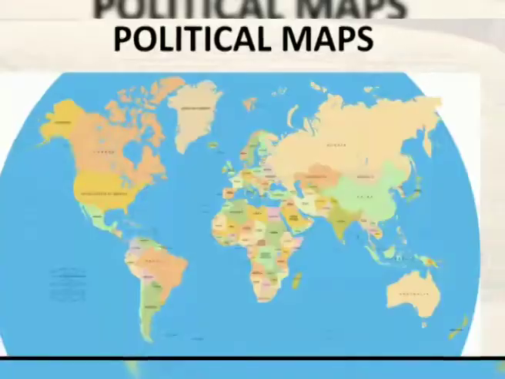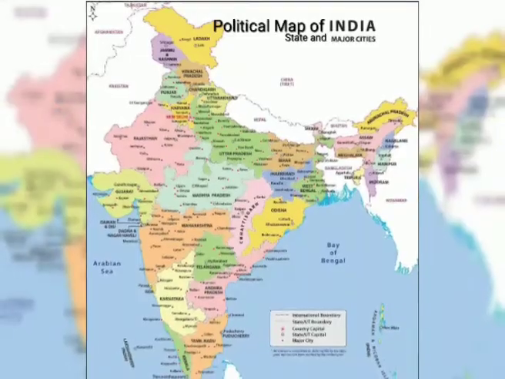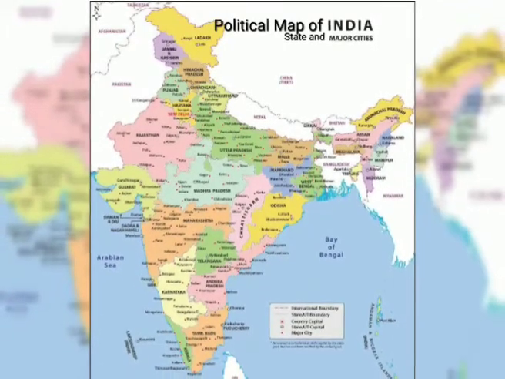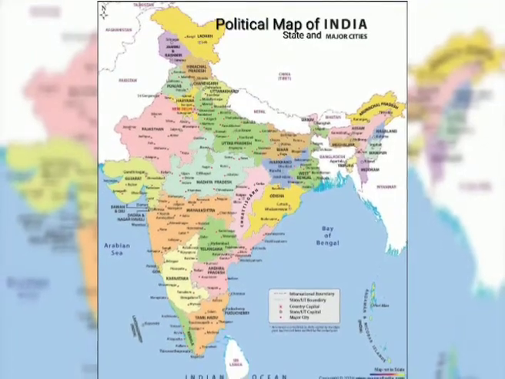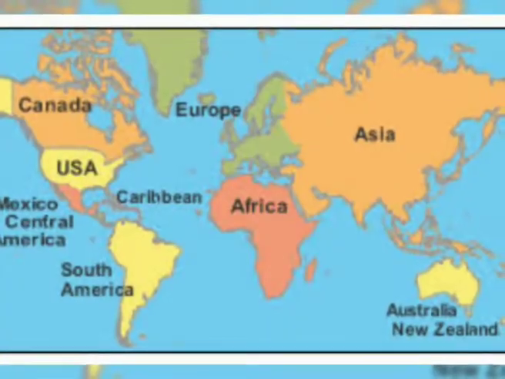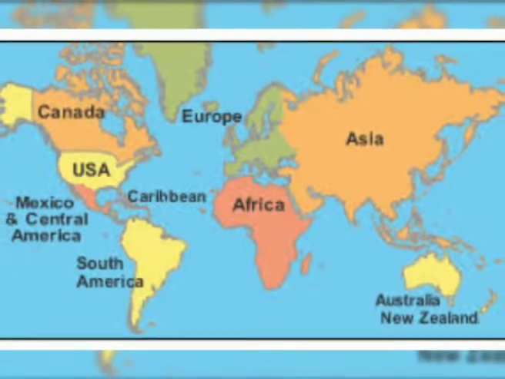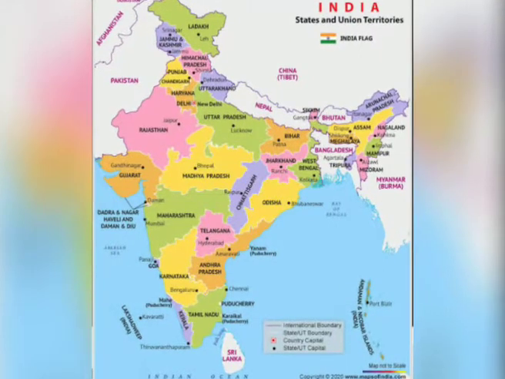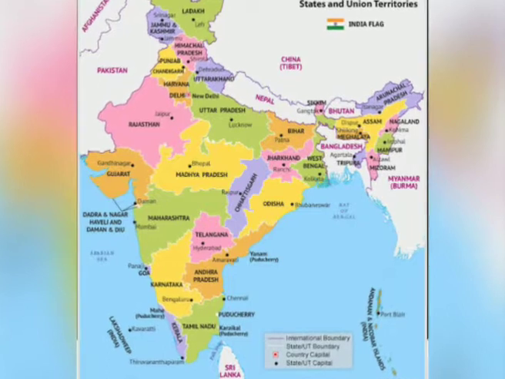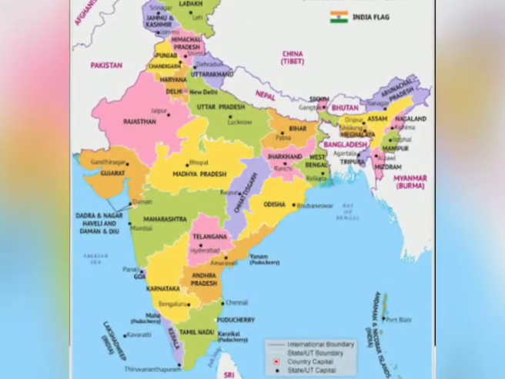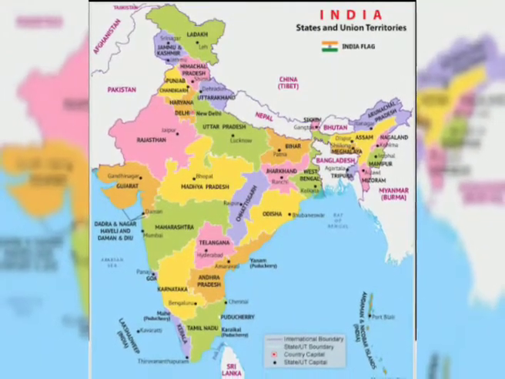The second type of map is the political map. Political maps show cities, towns and villages, and the different countries and states of the world, for example India, Pakistan, China, Nepal. So the map where all the different countries are shown is known as a political map. In short, if you are seeing a map of India and you can see the different states like Gujarat, Maharashtra, Madhya Pradesh drawn, it means that map is a political map.